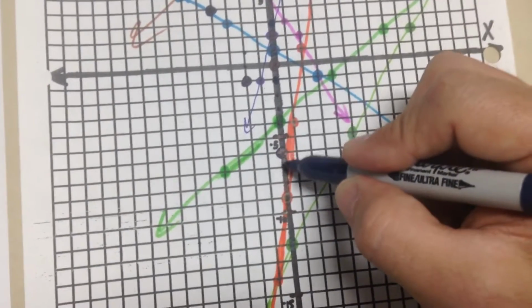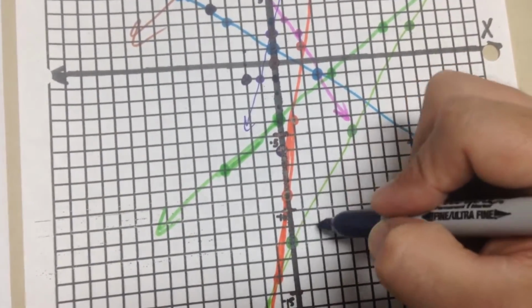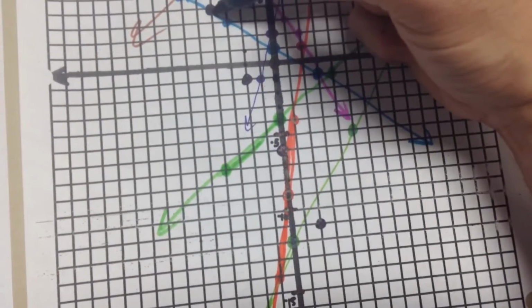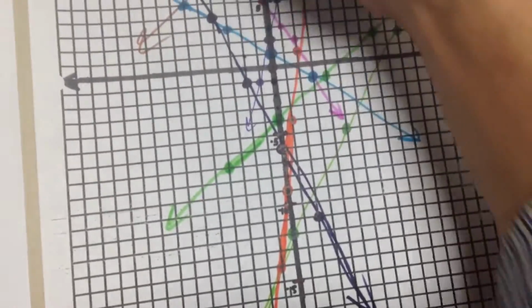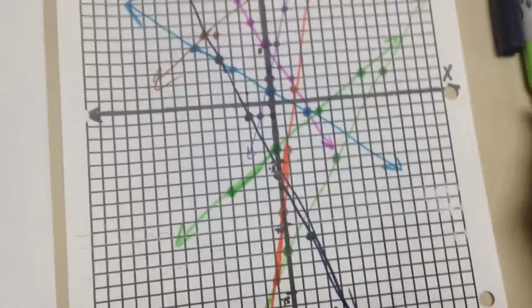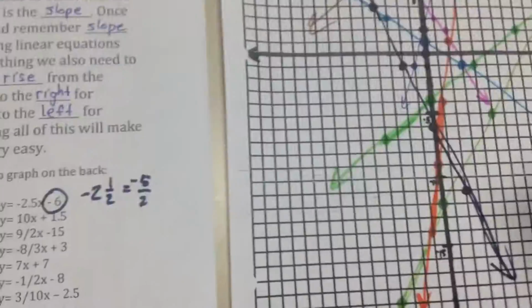Do the opposite down here. So down 5, right 2. And as you see, and I say that every time, I'm pretty sure, but there is your line for that one. All right. Next one.